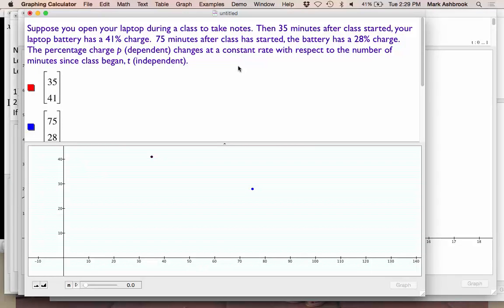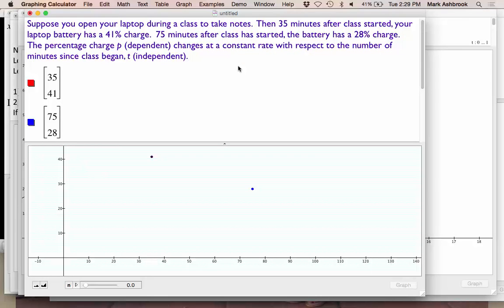Suppose you open your laptop during class to take notes. 35 minutes after class starts, the laptop battery has a 41% charge. 75 minutes after class started, battery is 28%. Percentage P, the dependent variable, I'm putting on the vertical axis, is the percentage of battery power in your laptop. And time in minutes since class began is on the horizontal axis, so I think our x quantity, that's the independent. So I graph those two correspondence points.